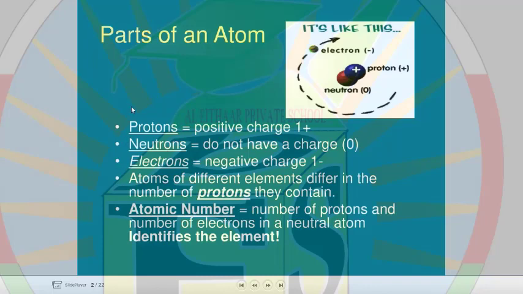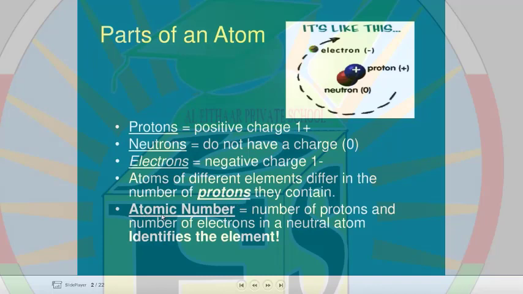If we go for the definition, you can say an atom is the smallest particle of the matter or of the element which cannot be further divided. Atoms of different elements differ in the number of protons they contain. For example, a hydrogen atom contains 1 proton and 1 electron. A helium atom contains 2 protons, 2 electrons and 2 neutrons. Similarly, an oxygen atom contains 8 electrons and 8 protons. So the atoms of different elements have different numbers of protons, neutrons and electrons.